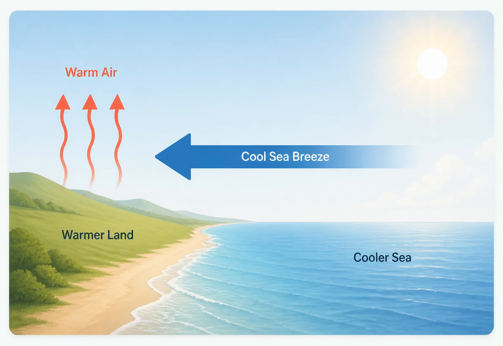Let's look at smaller periodic winds, land and sea breezes. During the day, land heats up much faster than the ocean. The warm air over the land rises, creating a local low-pressure area. The sea remains relatively cool, maintaining higher pressure. This pressure gradient forces cool air to blow from the sea to the land, which we call a sea breeze.